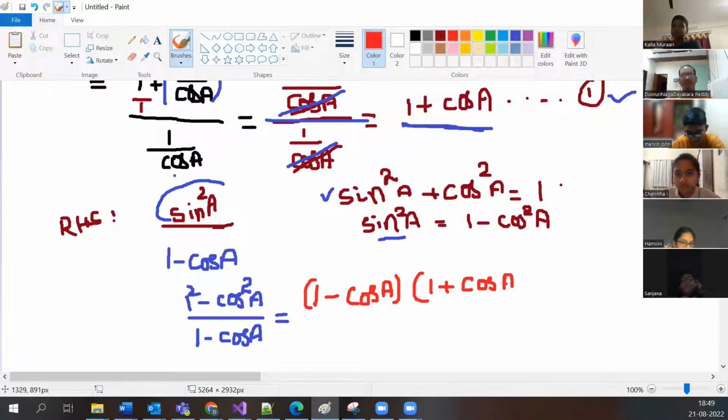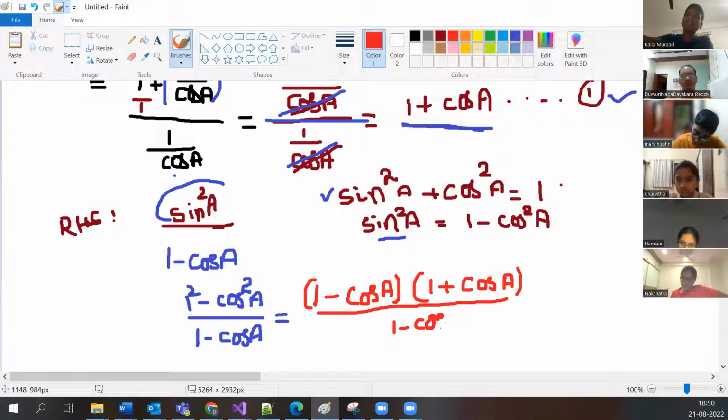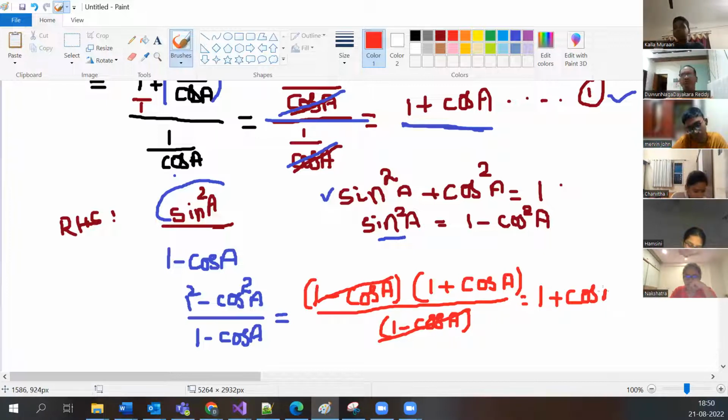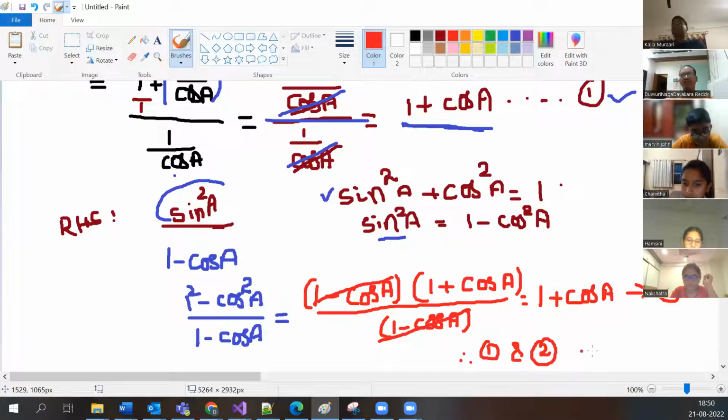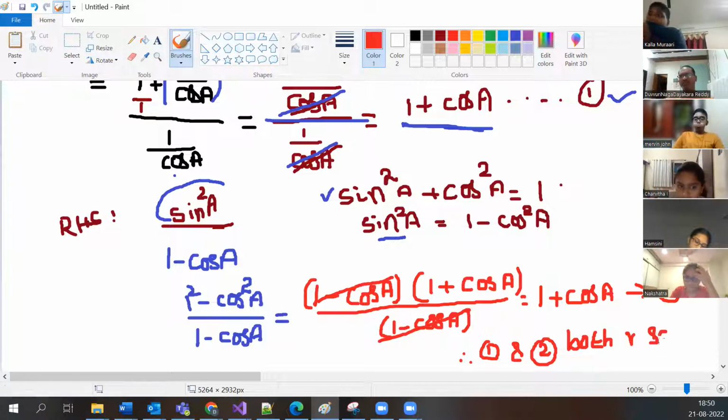Divided by, the denominator is the same. So 1 minus cos A in the numerator will be cancelled with 1 minus cos A, equal to 1 plus cos A. Let it be number 2. So you simplified LHS, you got one value. Then you simplified the right hand side, you got another value. From 1 and 2, both are the same, right? And say that from 1 and 2, both are the same. Hence proved. Both are the same, and then you can write hence proved.